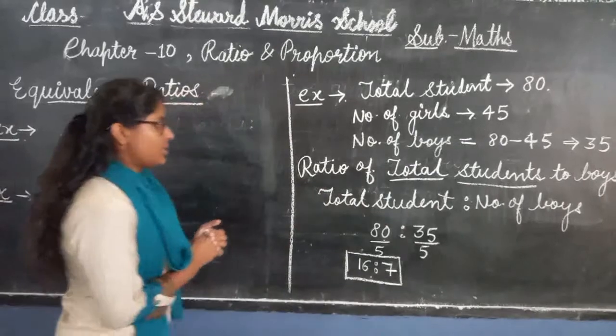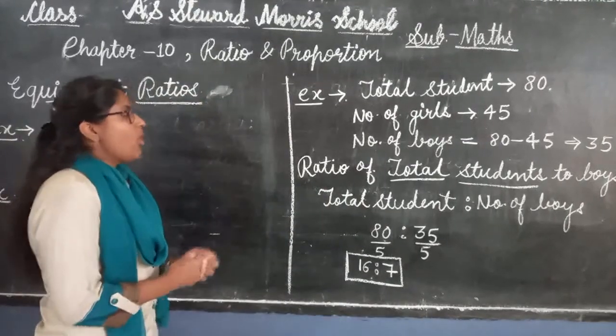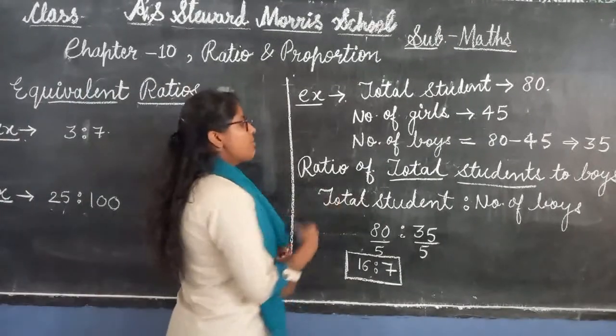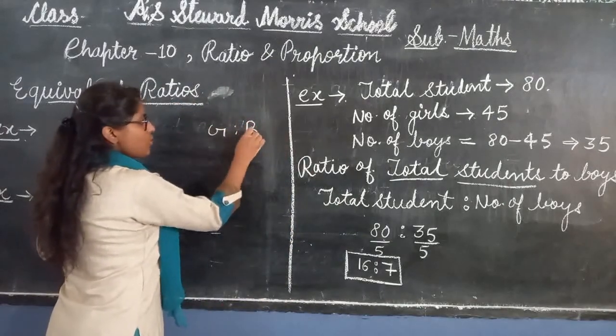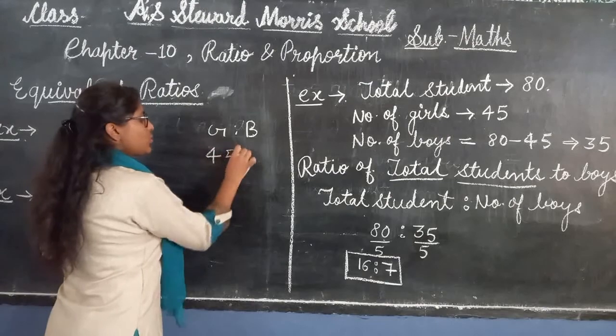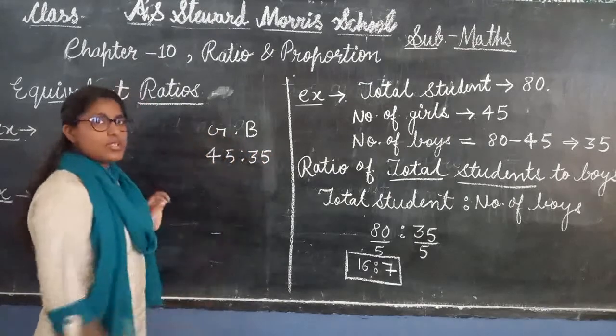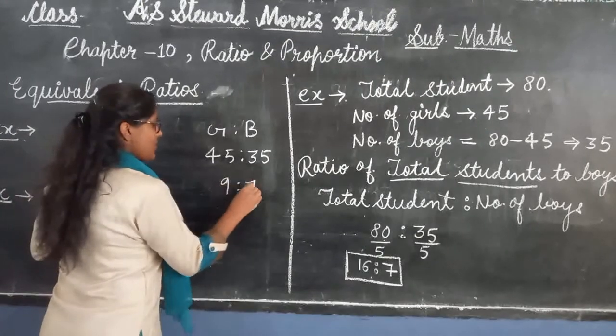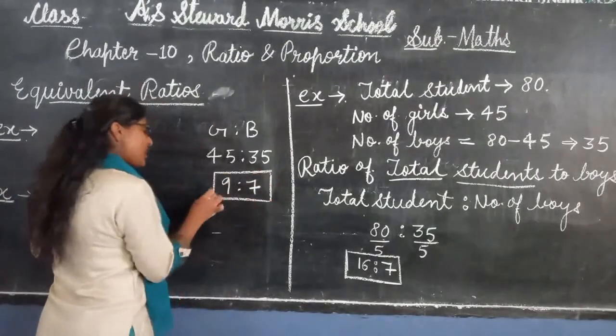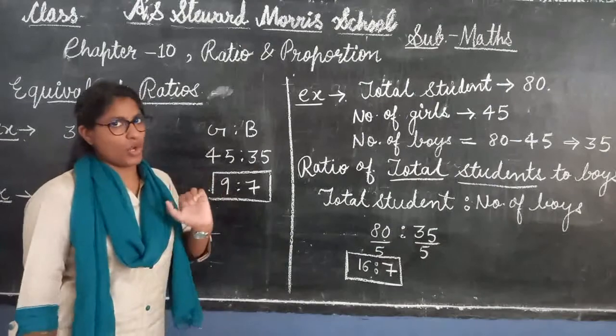The same question, and so many ratios you can find. If I am asking you, what is the ratio of girls and boys? You can say easily. Girls ratio boys is equal to 45 is to 35. And you can cut by table of 5. 5 9s are 45 and 5 7s are 35. So 9 is to 7 is the ratio of girls and boys.